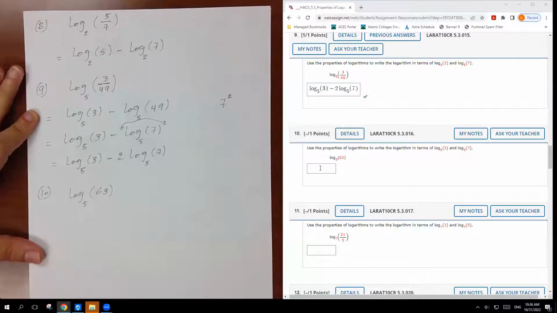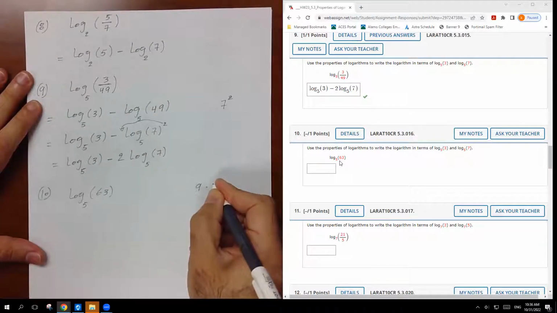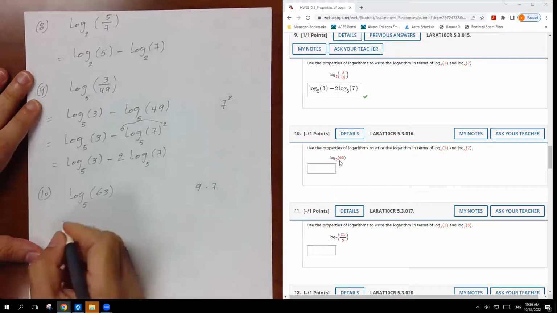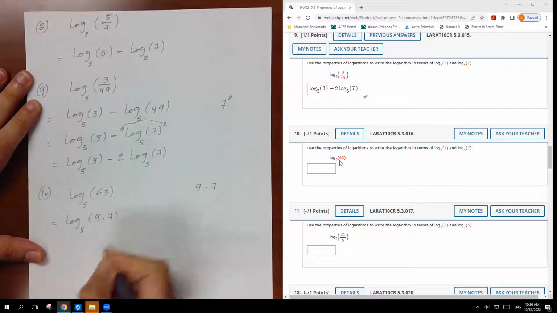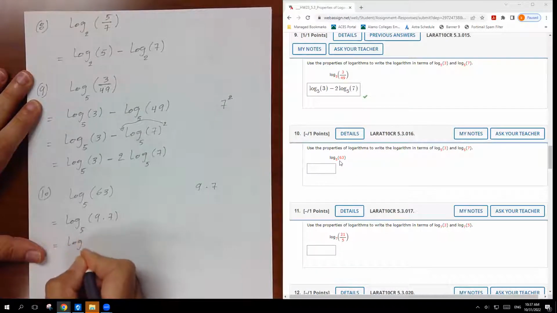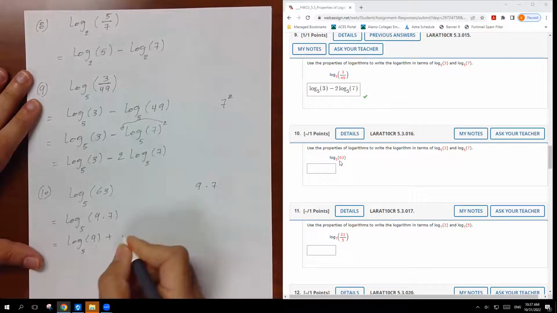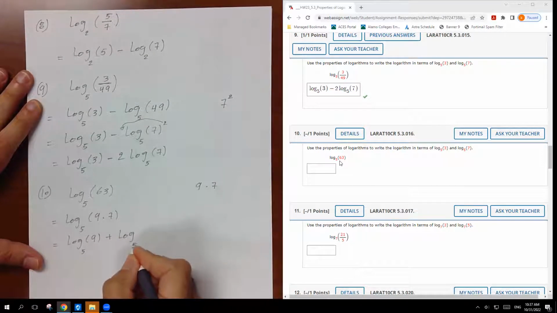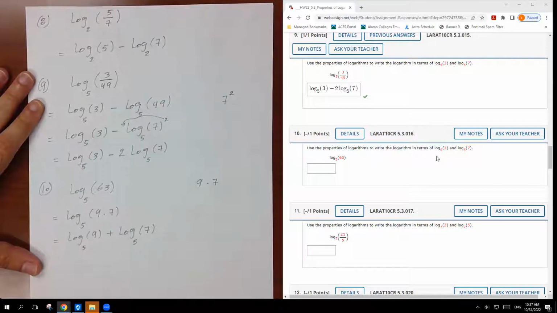So example 10, we're going to do exactly the same thing. Use the properties of logarithm to write the logarithm in terms of log base 5 of 3 and log to the base 5 of 7. So now we're going to check 63. 63 is 9 times 7. So I'm going to write this one equal to log to the base 5 of 9 times 7, which means equal to log to the base 5 of 9 plus, because of the product rule, or product property, log to the base 5 of 7. Then I need to write it in terms of 3 and 7.